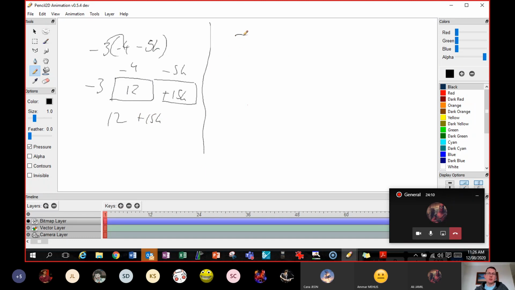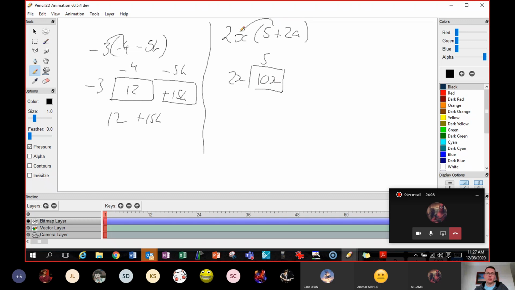Another thing you can do, sometimes you can have a variable on the outside. So you might have something like this, 2x times 5 plus 2a. If I expanded this, 2x multiplied by 5 gives me 10x.